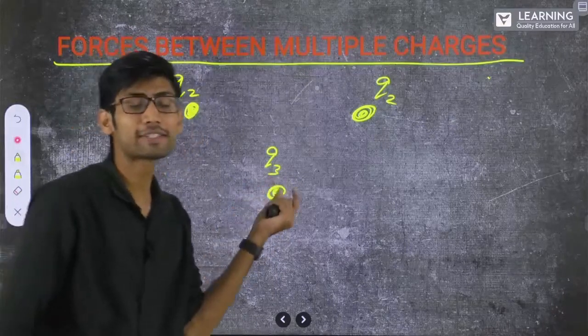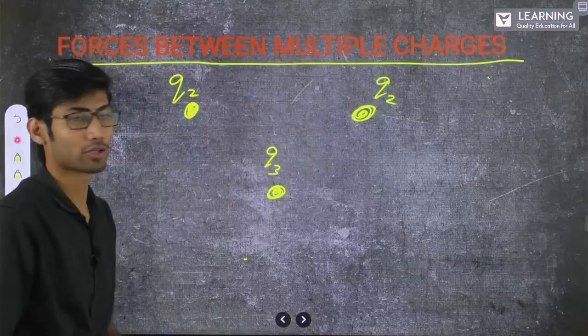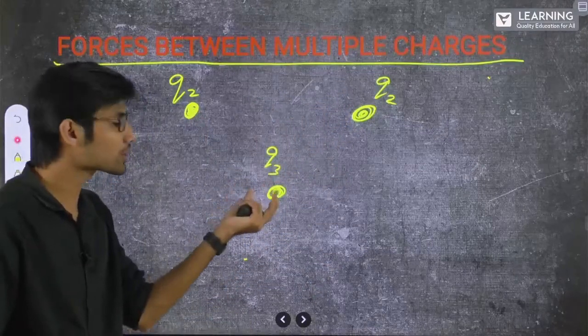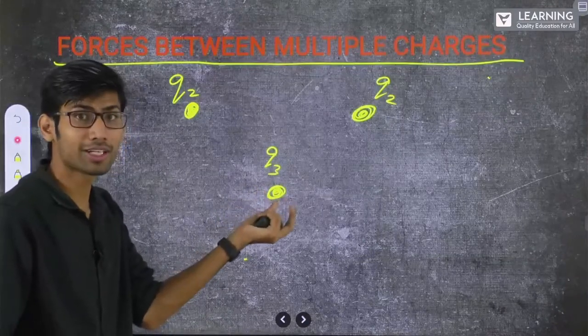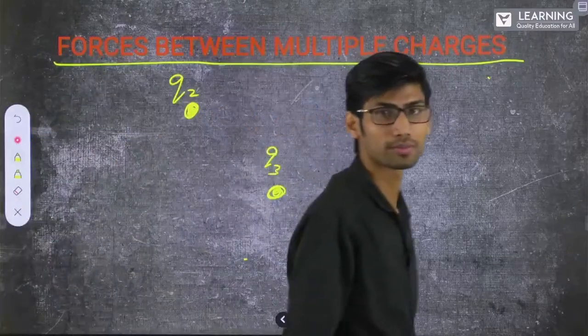Now the force on this charge is also kept, this charge is also kept. This will also repel it, this will also repel it. So what will be the total force on this particular charge? The force on this charge will be due to both the charges. How do we find out how much the force will be?